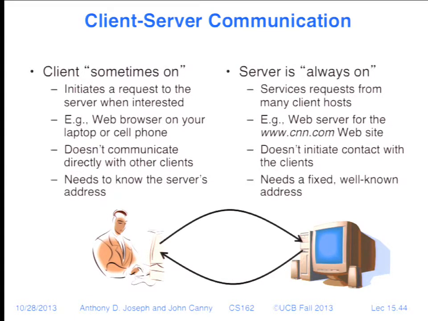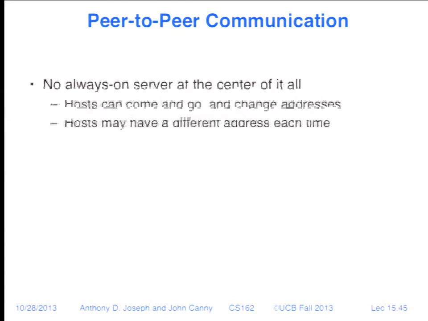In order to use a server, a client has to have somehow an address for that server. It can be an IP address or a website URL that's received through the web or through a search engine. And for that to work, there must be a stable mapping from a symbolic name to the address of the server. All right.